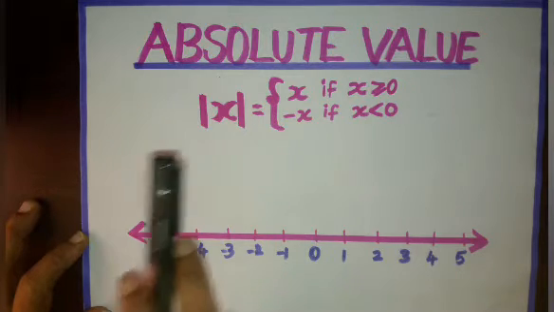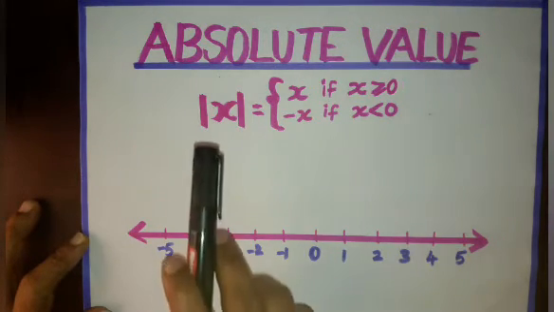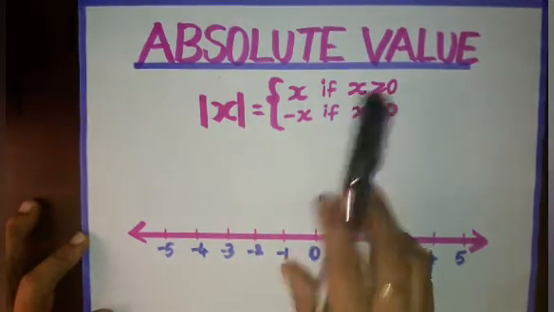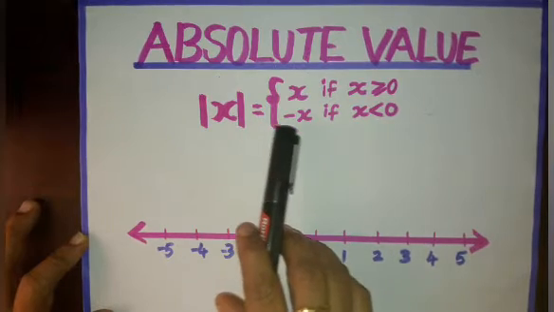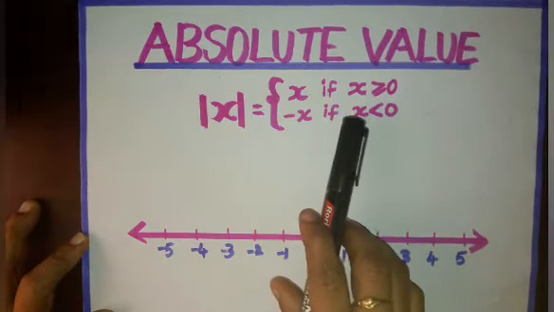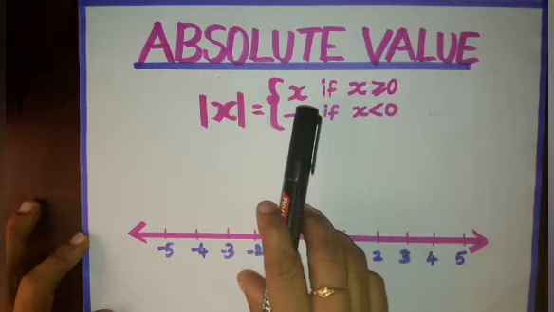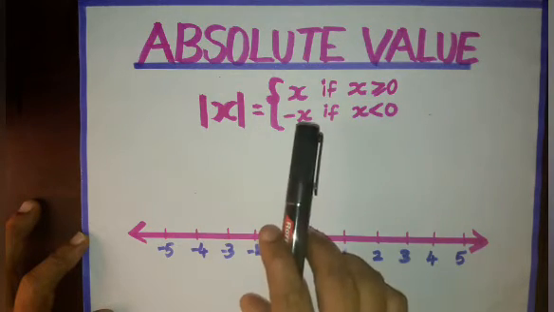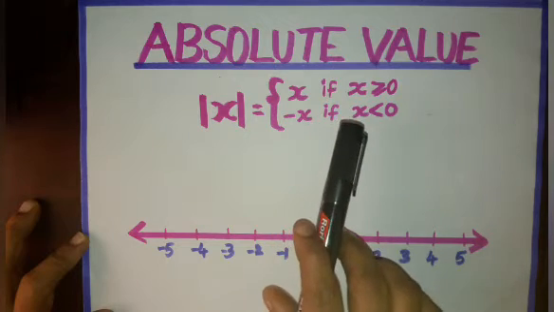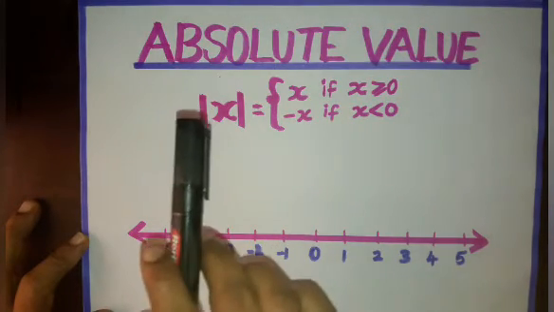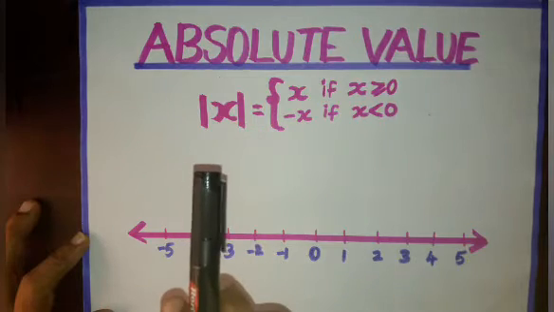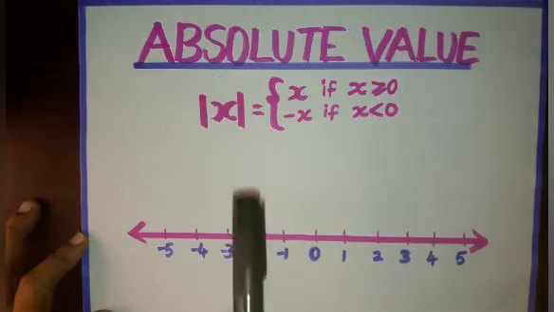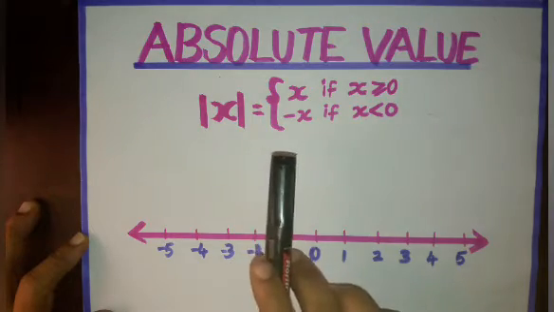Modulus x has two values. Modulus x equals x itself if x is greater than or equal to 0. Modulus x equals minus x if x is less than 0. If x is positive, we write the number as it is. If x is negative, we change the sign and write. So absolute value has two values, both positive as well as negative, but we always consider only the positive value.